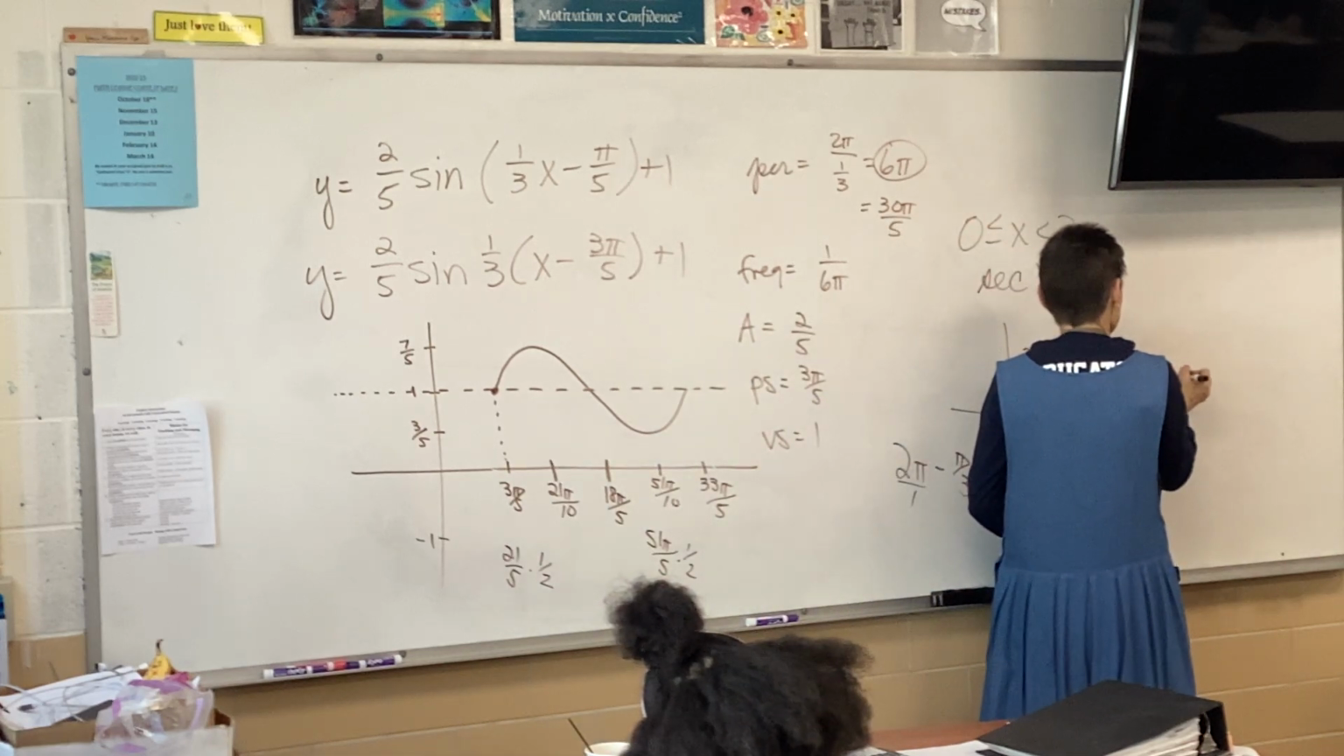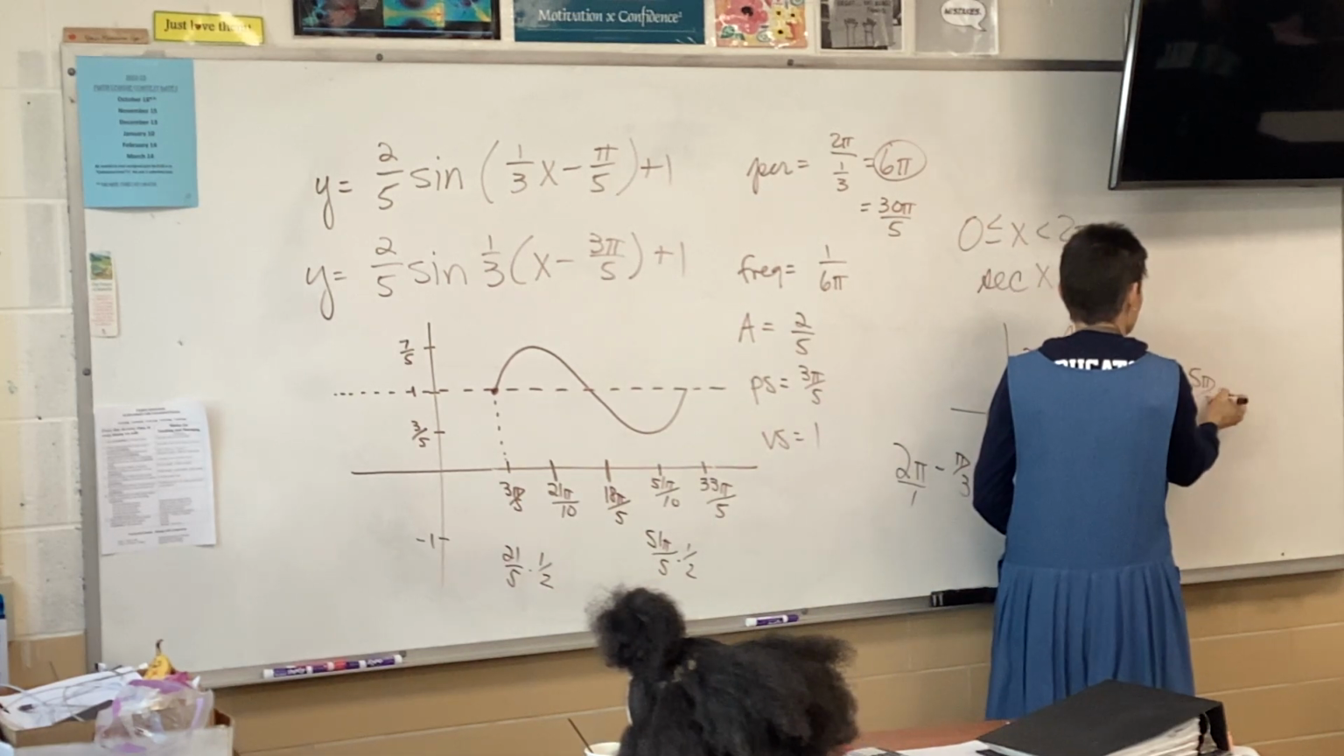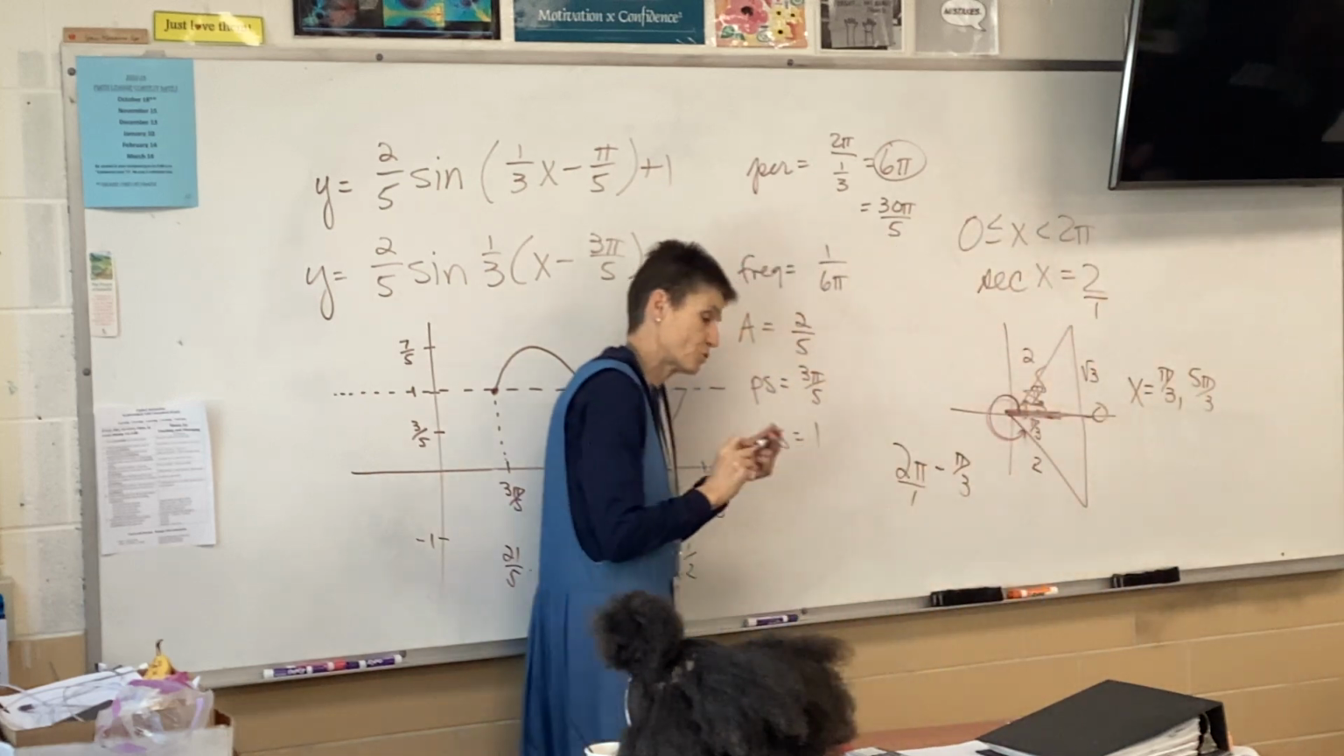So there's 2 answers to the problem. Pi over 3 and 5 pi over 3. Those are your 2 answers.